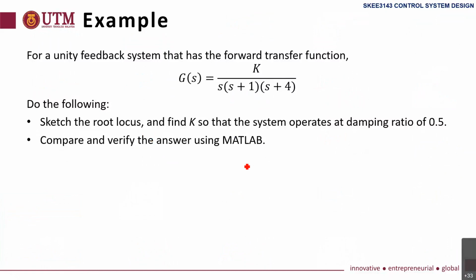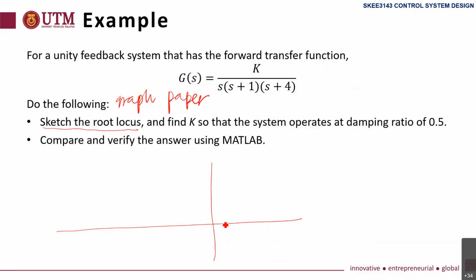Yesterday we stopped here: for a unity feedback system with a given forward transfer function, I want you all to sketch the root locus, if possible using graph paper, and then find K so that the system operates at a damping ratio of 0.5. I hope you all have done it.